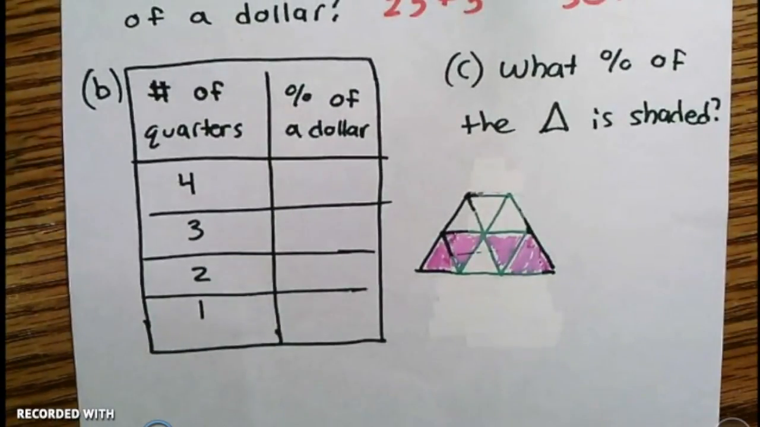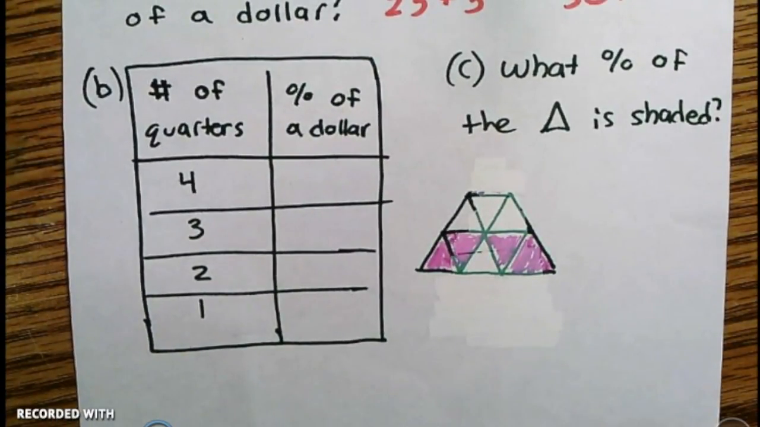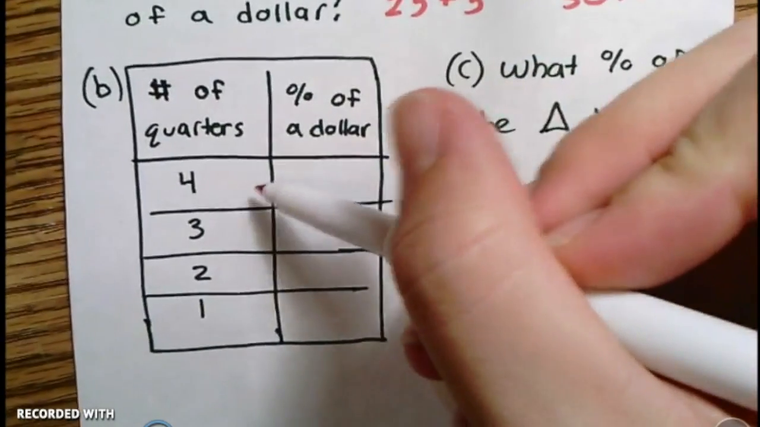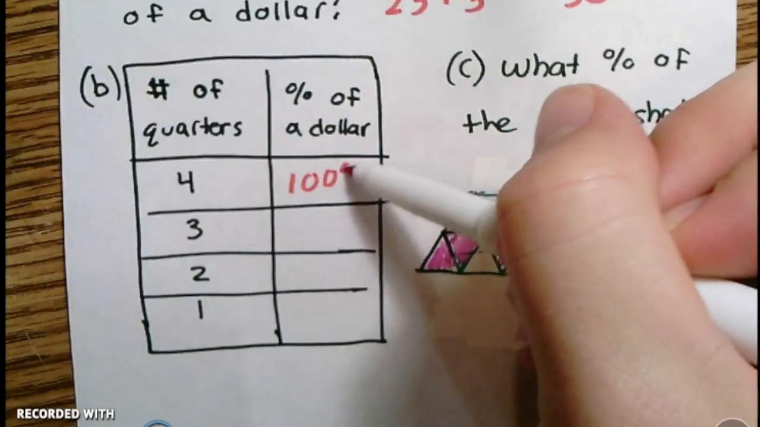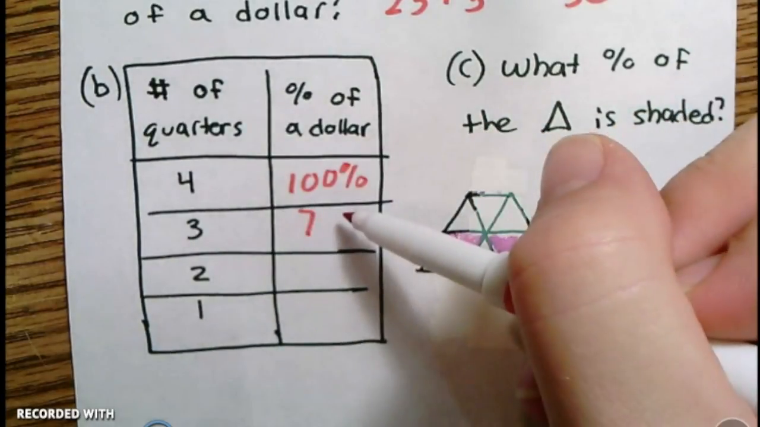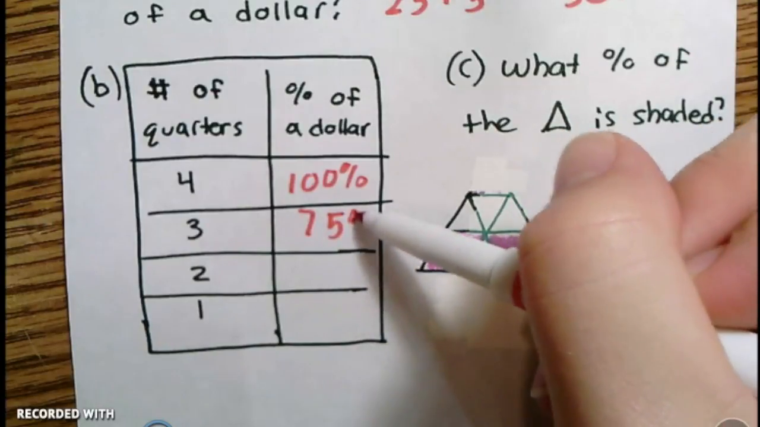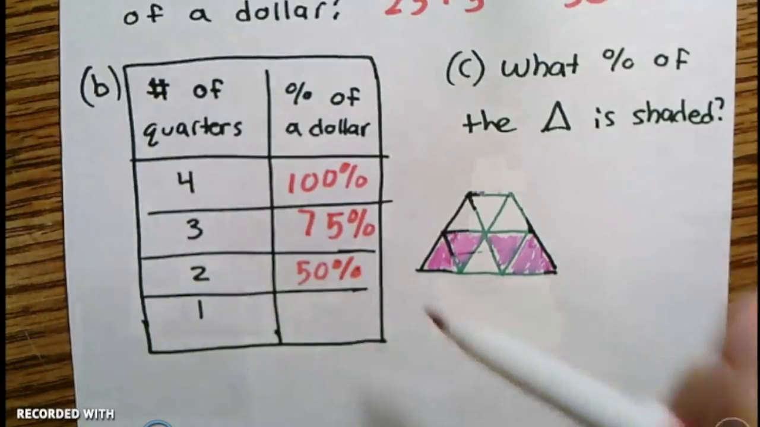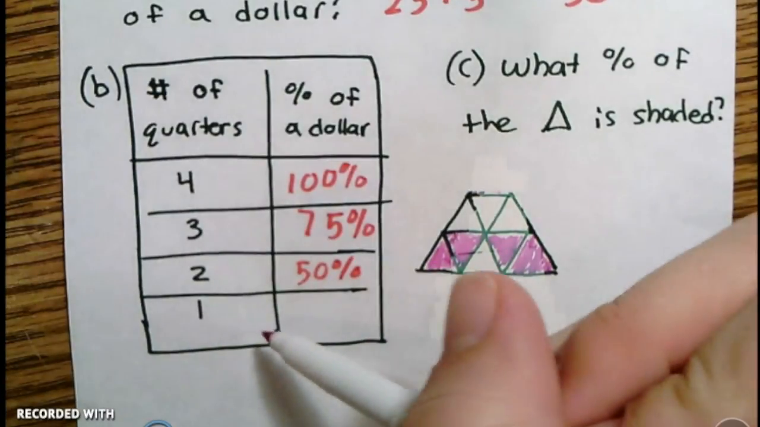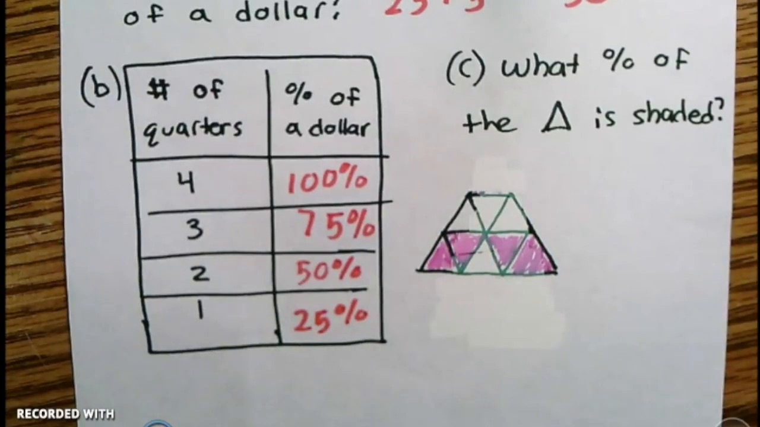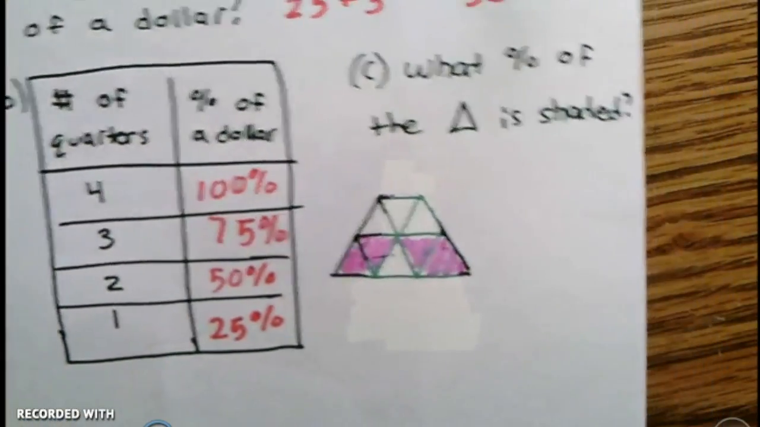This says number of quarters equals what percent of a dollar? So 4 quarters would be 100% of a dollar. 3 quarters would only be 75 cents, which is 75% of a dollar. 2 quarters would be 50 cents, which is 50% of a dollar. And 1 quarter would be 25 cents, which is 25% of a dollar.